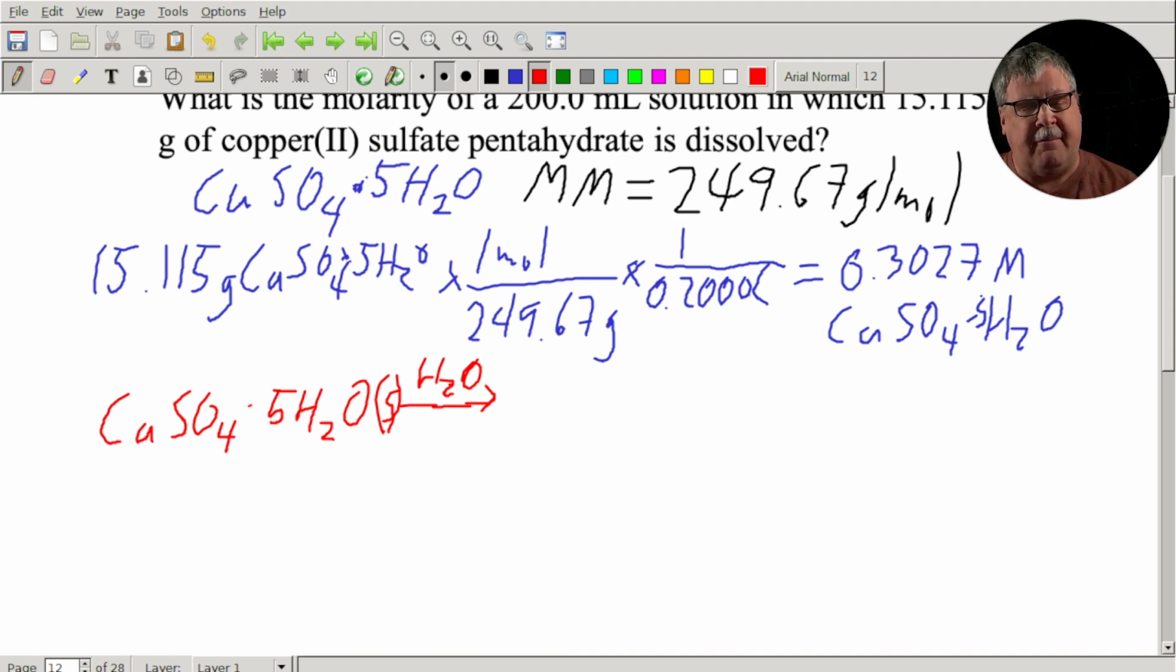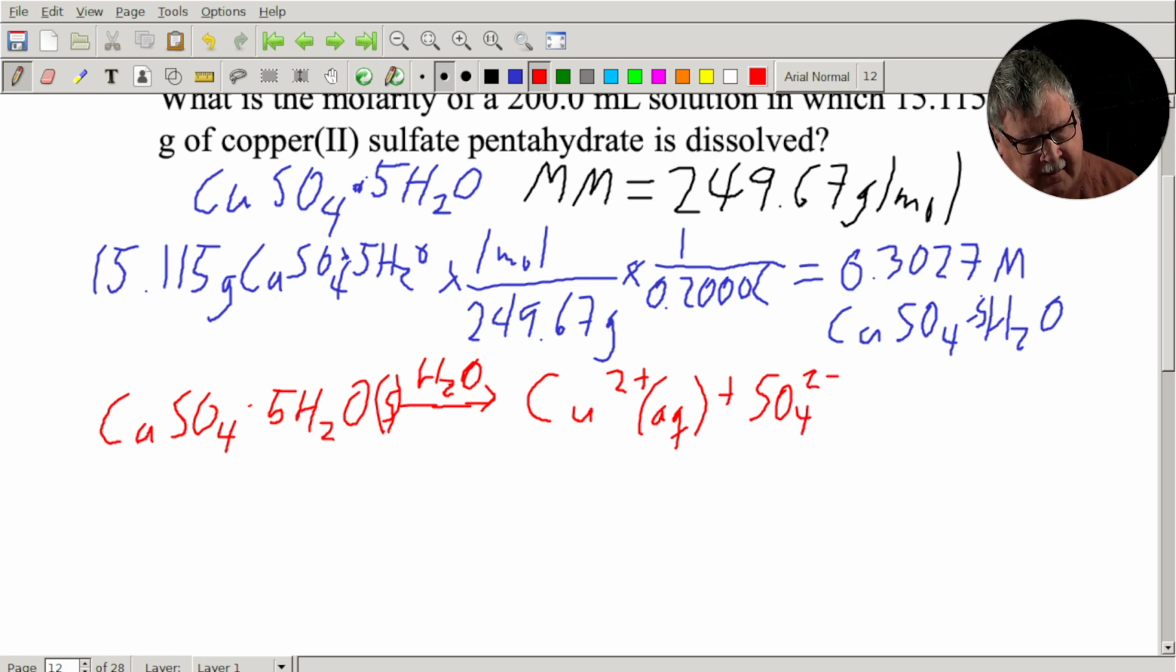What did we learn back in chapter 4? They separate into their ions. Yeah, they dissociate. We form an electrolyte solution. Okay, so in this particular case, what's going to happen is this formula basically is going to fall apart. I get copper 2 ion in solution. I get sulfate ion in solution. And I also get 5 waters. That's if this thing completely dissociates.